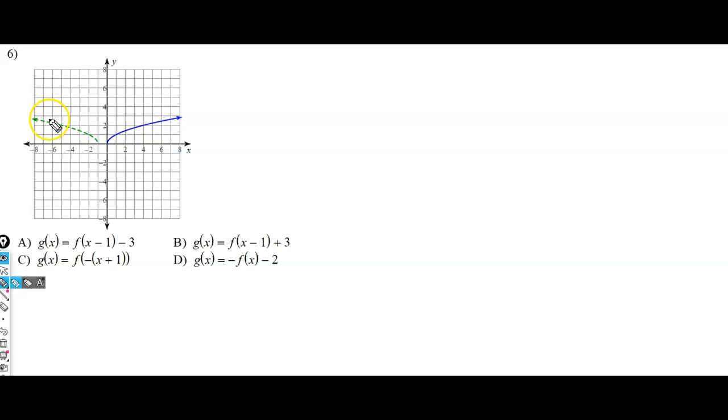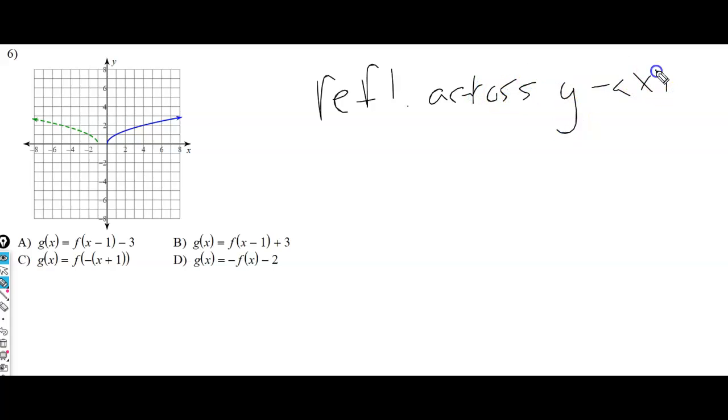So for this one, you could tell it's been reflected across the y-axis. Also, even though it's been reflected across the y-axis, it's also been shifted one space to the left, because usually the starting point is here, but it got shifted over one to the left. So we have a translation to the left.